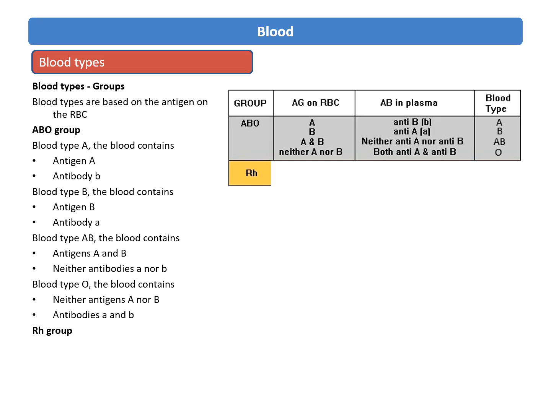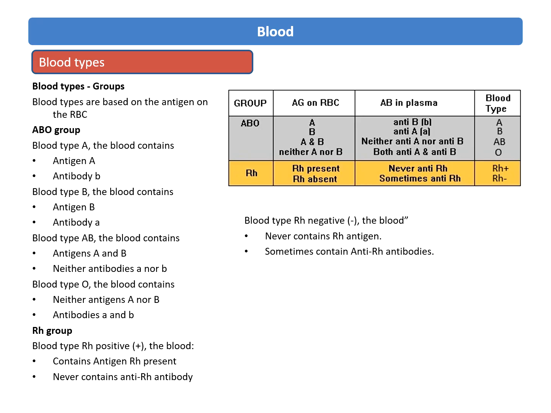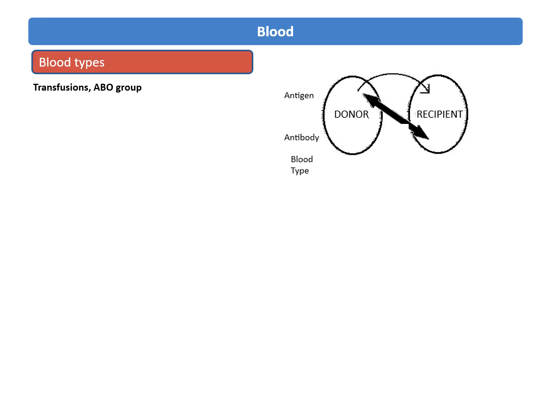The RH group, that's another family. RH positive people have RH antigen present on the red blood cells. That person will never have anti-RH antibodies in the plasma. RH negative people never have the RH antigen on the red blood cells, but sometimes they have the anti-RH antibodies in the plasma. You'll understand what we mean as we progress on.